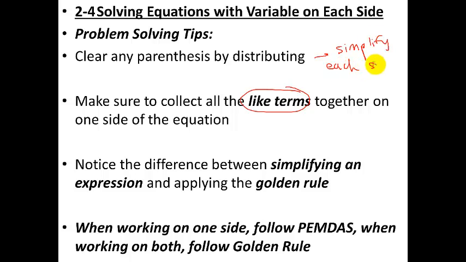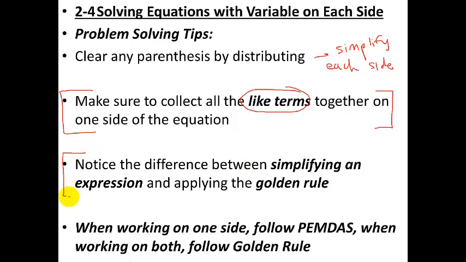So simplify each side. Once you've simplified each side as much as possible, distributed, cleared parentheses, combined like terms, you want to get all of the variable terms together on one side of the equation, and then move all of the numerical or non-variable terms over to the other side of the equation. To do that, you're going to add or subtract the x term or the variable term over to one side or the other, and it doesn't matter if you move them to the left or to the right.